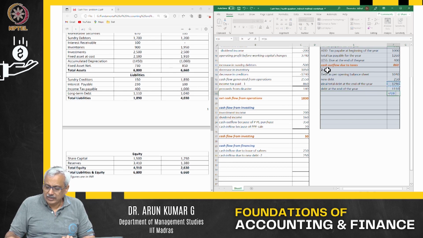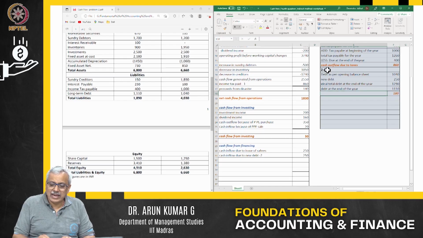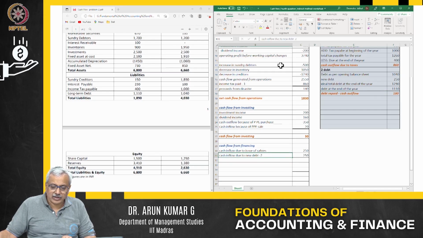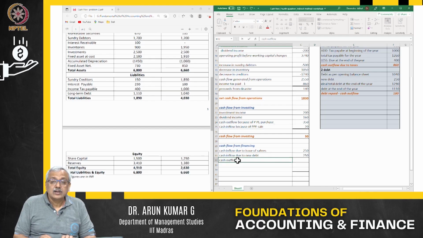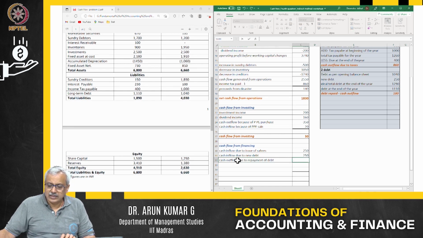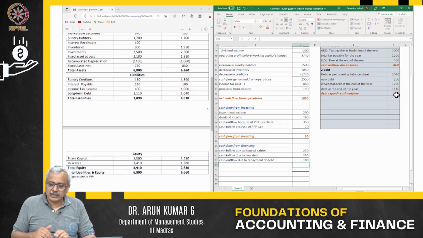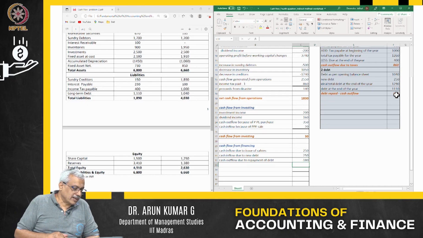That means what has happened? You would have ideally repaid, debt repaid is 150. That is repaid, a cash outflow is 180. So what happens in this particular case? New debt, I am sorry, not here, I would say that is debt cash outflow due to repayment of debt. How much is it in this particular case? This is the amount of money that is repaid.